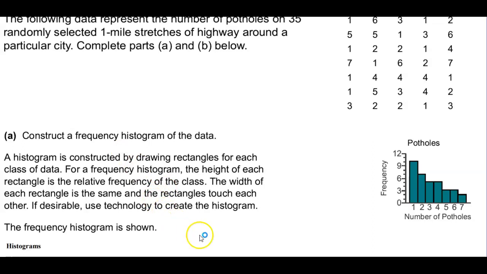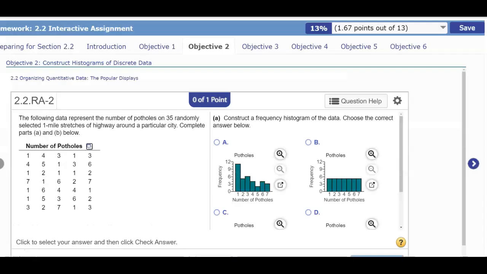A histogram is constructed by drawing rectangles for each class of data. For a frequency histogram, the height of each rectangle is the frequency of the class. The width of each rectangle is the same and the rectangles touch each other. If desirable, use technology to create the histogram. So we're going to go ahead and do this using technology.